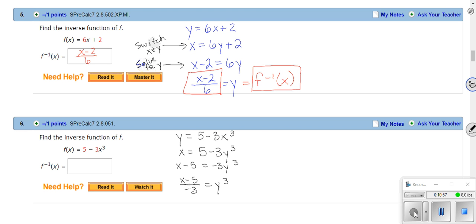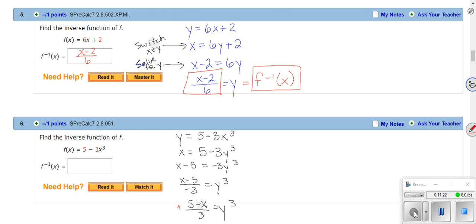Now, I'm going to take this a step farther here because I don't like having a negative on the bottom. So I'm actually going to move the negative to the top. So this is going to give me y cubed equals 5 minus x over 3. Now, will WebAssign probably take a negative 3 on the bottom? I don't know. They may. I just don't really like the negatives on the bottom. It's not a big deal.